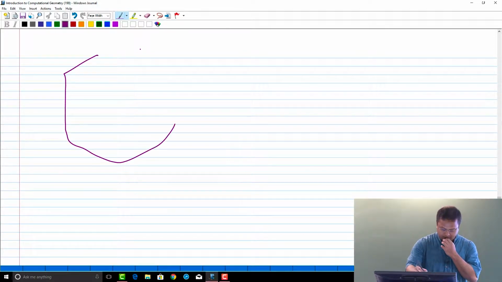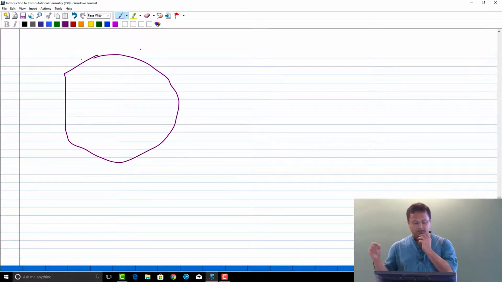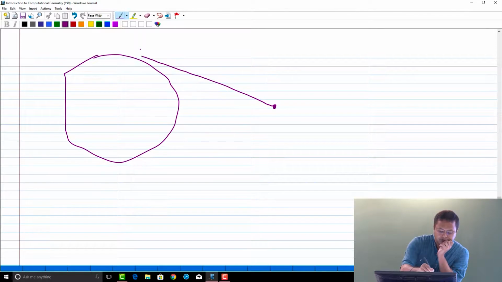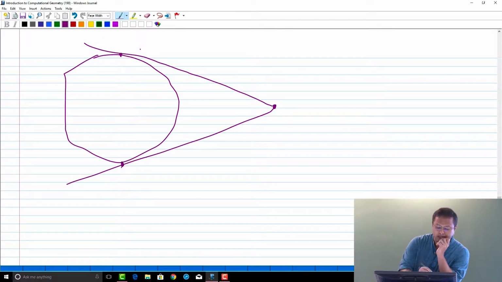Say you have a convex polygon and you have a point outside. What I want is to compute, pardon my drawing, there can be two tangents from this point to this convex polygon, right. What is the definition of a tangent? A line going through this point P.